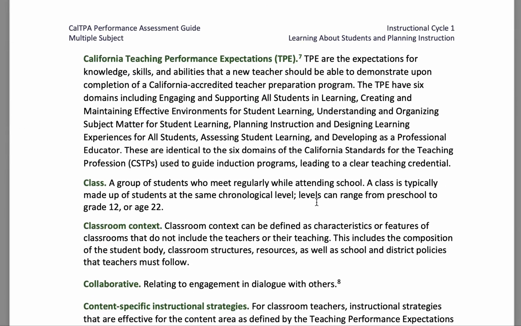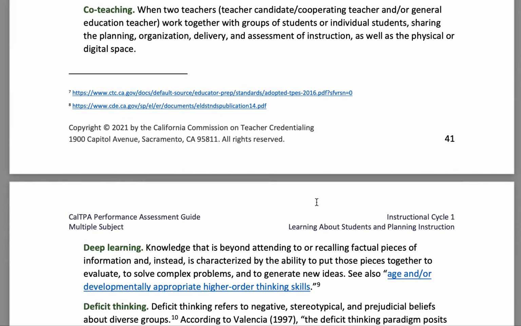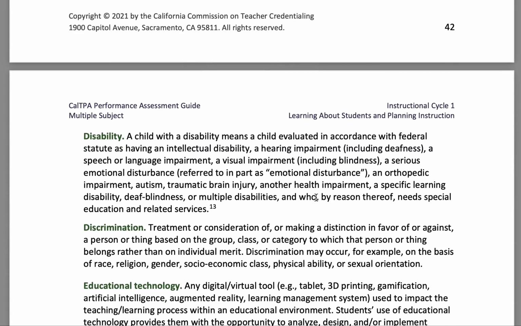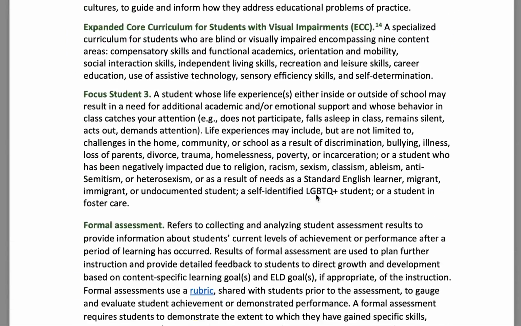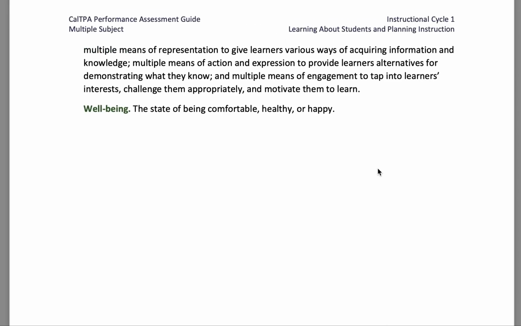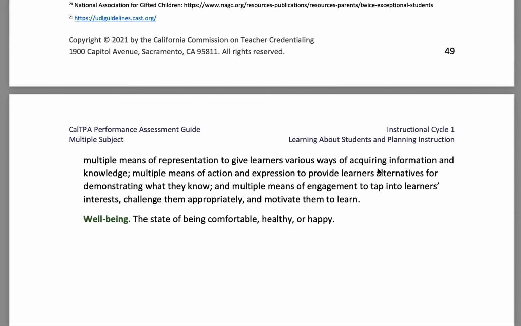Now, this document is quite long, but don't let that stop you from going through it. I encourage everybody to read this at least once and then use it as a resource and go to specific pages that you need to help you as you're writing. So this is 50 pages long, but it's full of all the information you need to be successful on the CalTPA. So I hope you have learned through this tour everything you can use as you're working on the CalTPA Cycle 1.